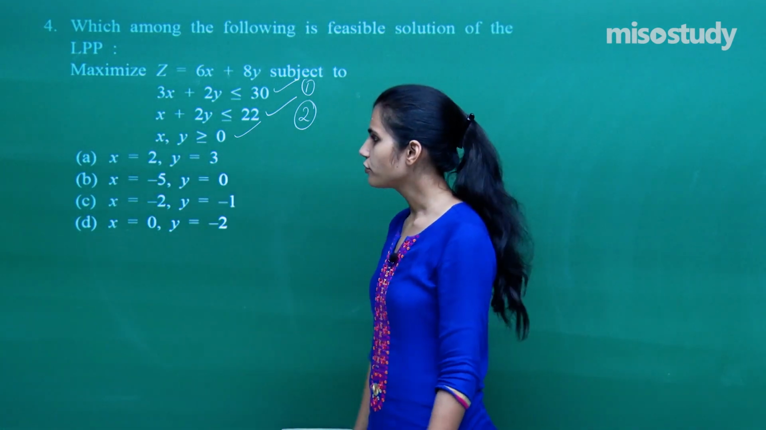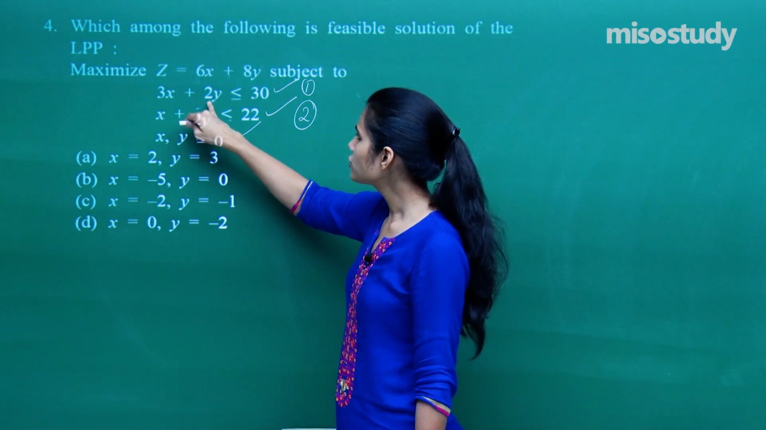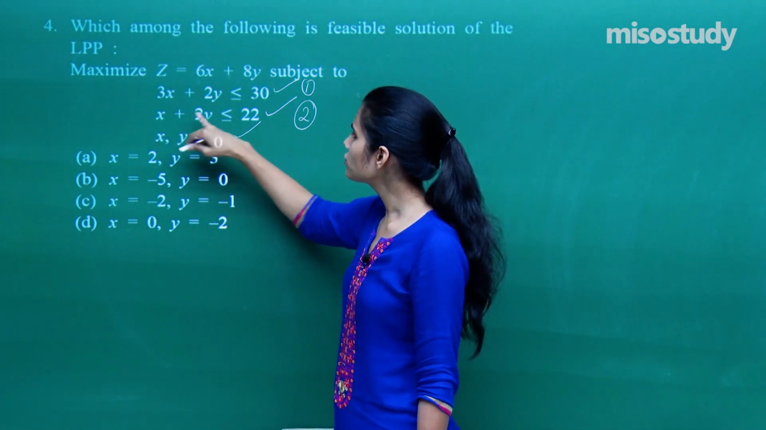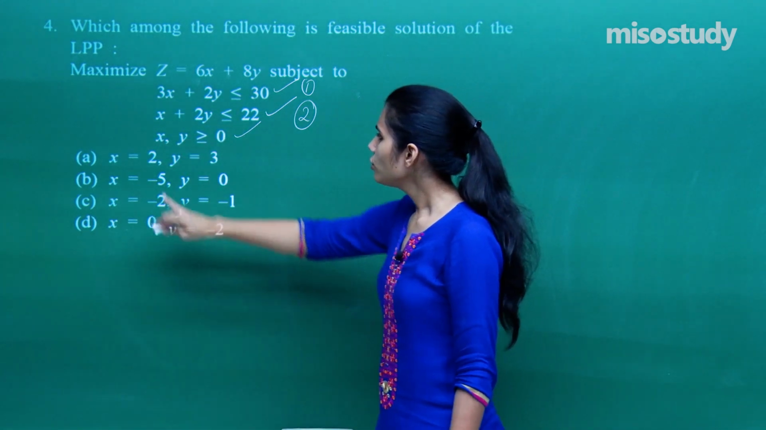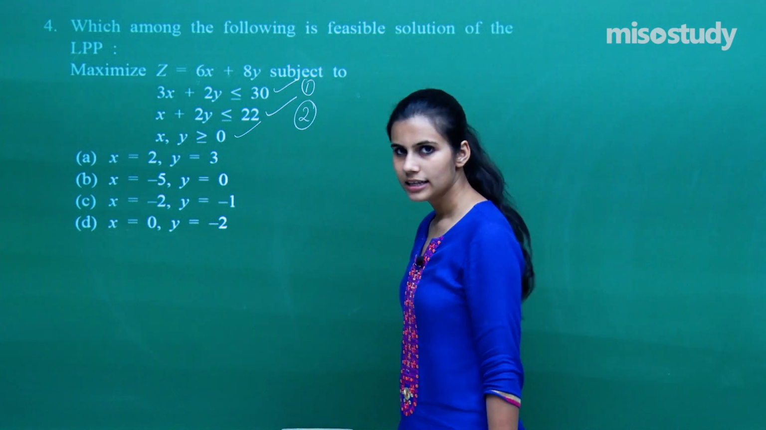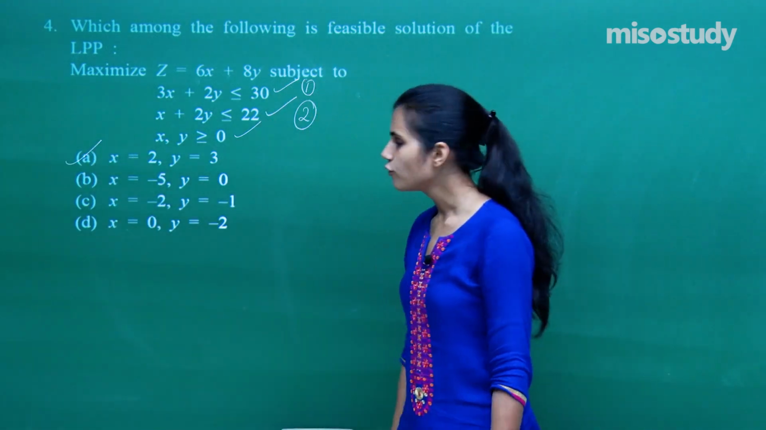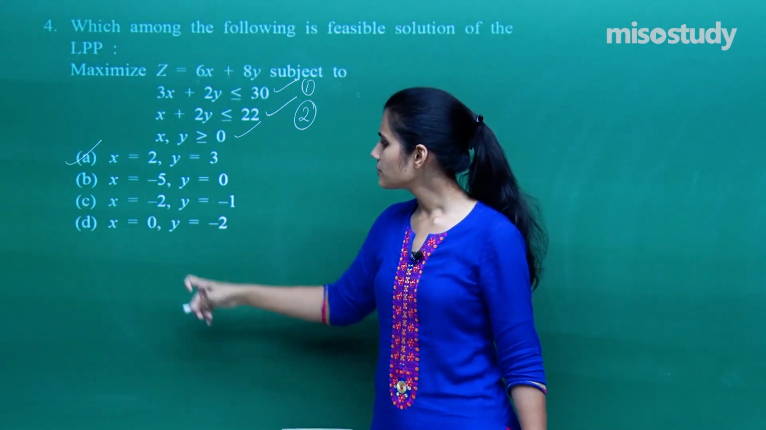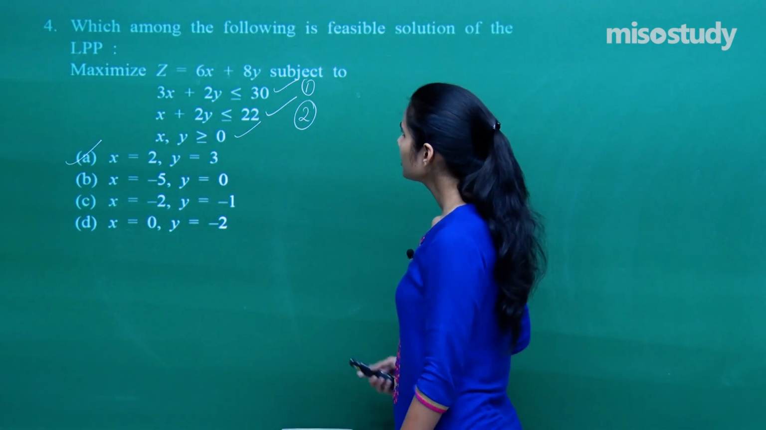Whereas if I talk about option A, that is x equals 2 and y equals 3, if you plug in x equals 2 and y equals 3, you get 3 into 2, 6, plus 2 into 3, 6, 6 plus 6 is 12, 12 is yes less than 30. And if you put it in here, x equals 2, y equals 3, you get 2 plus 6, that is 8, 8 is definitely less than 22. So this pair of values of the variables is satisfying the 2 constraints, and it is also satisfying the non-negativity constraint because both of them are non-negative, and therefore only this among all these 4 is a feasible solution. Mind it, C and D are solutions, but they are not feasible because you can see this is negative, here this is negative, so it is not satisfying the non-negativity constraint. Clear?